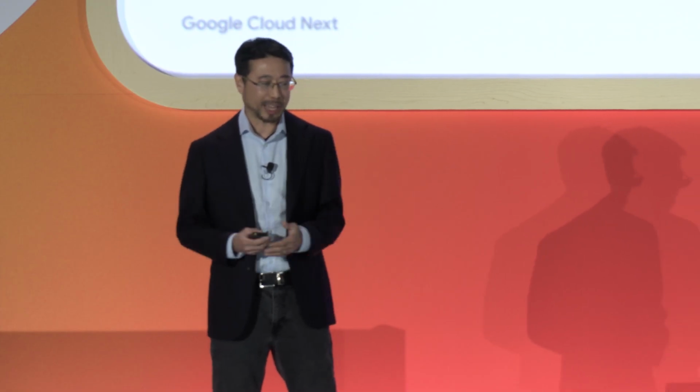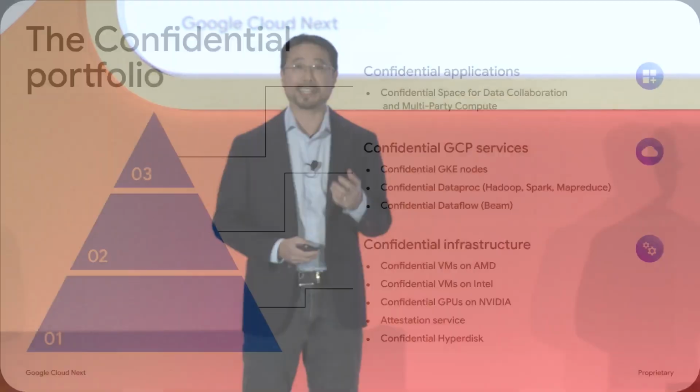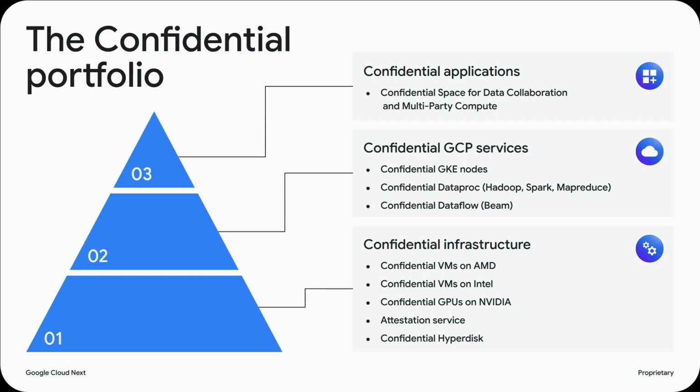We have an array of confidential computing capabilities in our portfolio. Starting at the bottom of the pyramid there, from an infrastructure foundational perspective, we support it on our AMD and Intel machine families, as well as our NVIDIA-based GPU capabilities. Then there's a service layer that helps provide confidential computing that you can optionally choose to enable, whether it's GKE, Dataproc, or Dataflow. And lastly, we have applications at that level to be able to help protect things within confidential space. And those particular use cases are for customers that are looking to help with secure collaboration or maybe creating a confidential data clean room.